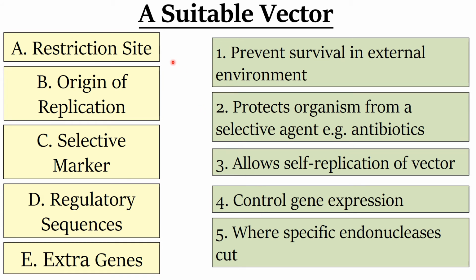So the first one, A, restriction site. That is where specific endonucleases, or restriction endonucleases, cut. And they are enzymes, remember, so that's within the vector. Origin of replication allows self-replication of the vector, so B is 3. A selective marker protects the organism from a selective agent, e.g. antibiotics. D, regulatory sequences, they control gene expression. And E, finally, extra genes, they may be inserted in order to prevent survival in an external environment. So E is 1.